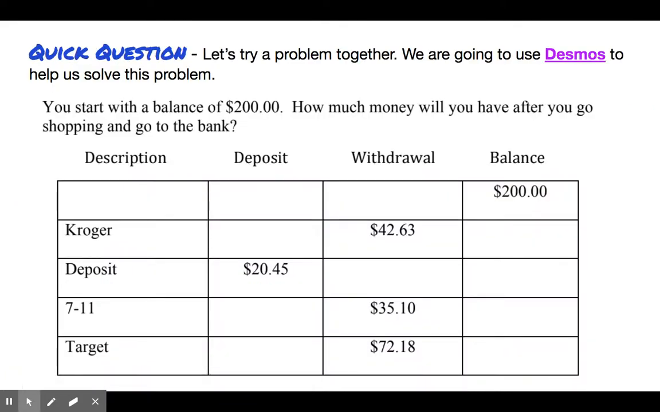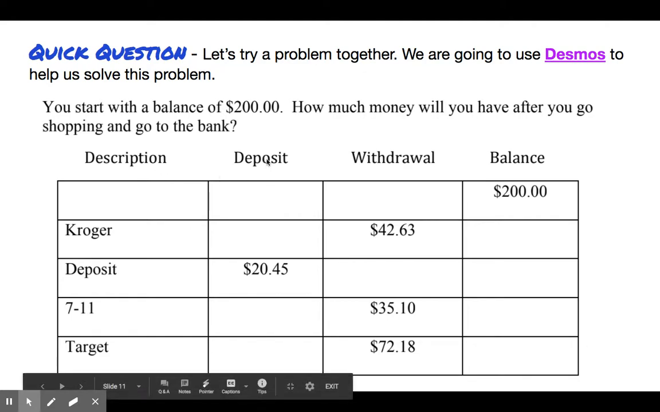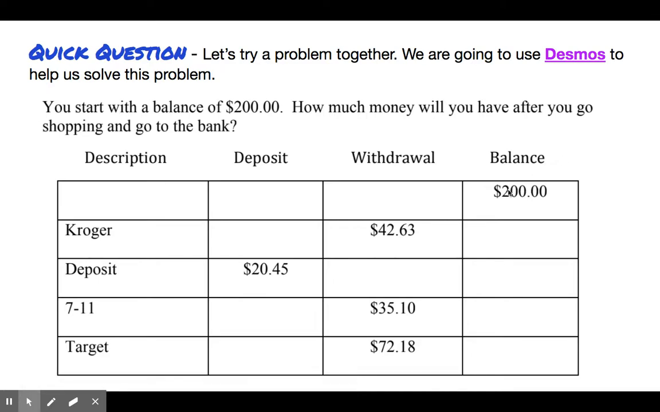So let's try a problem together. We are going to use Desmos to help solve this problem. You start with a balance of $200. How much money will you have after you go shopping and go to the bank? So we started off, we knew that they gave me my description, deposit, withdrawal, and my balance. Like they said, we started off with $200. So I just put it up here by itself, $200. That's my starting balance. We knew that for a deposit we're going to add. And we know if it's a withdrawal, that means we're subtracting from our balance. So we have Kroger's.